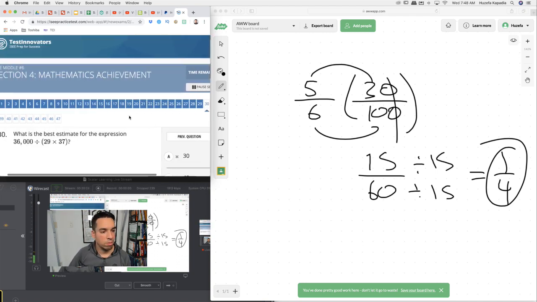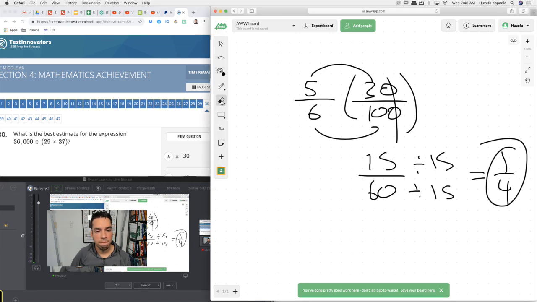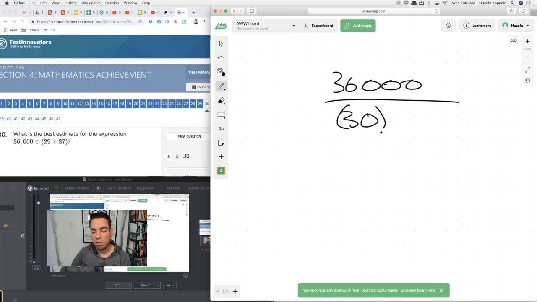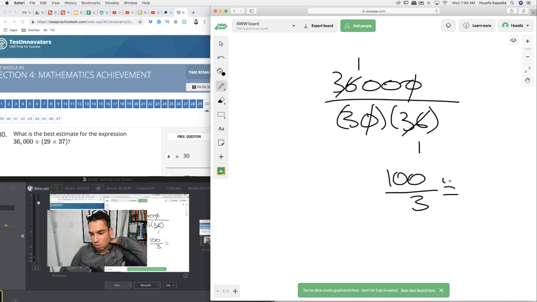Okay, next, what is the best estimate for the expression 36,000 divided by...? Okay, so I'm going to estimate. I'm going to round this down to 30 and round that up to 36. So first of all, we can do some cool things if I write it this way. This 0 can cancel out, divide top and bottom by 10, and then divide the top and bottom by 36, because watch this. This becomes 1, this becomes 1. So it really becomes 100 over 3, which is about 33.